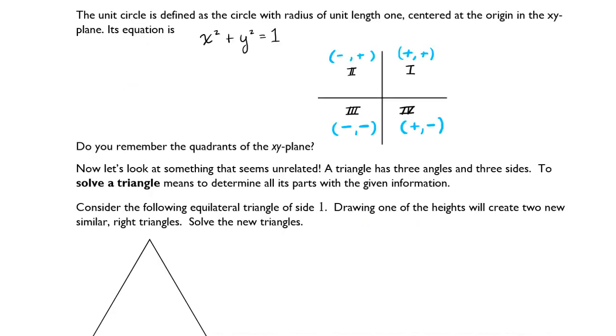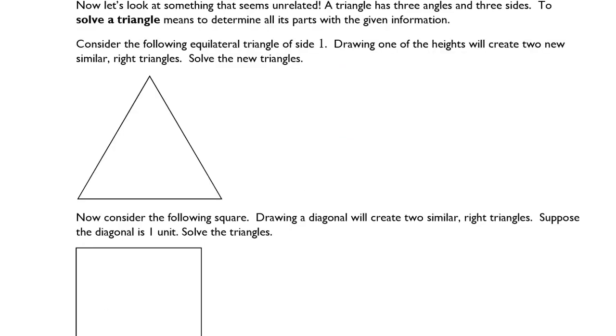So now let's look at something that seems completely unrelated. A triangle has 3 angles and 3 sides. If we wanted to solve a triangle, it just means to determine all of its parts with the given information. So we'd find all the sides and all the angles.